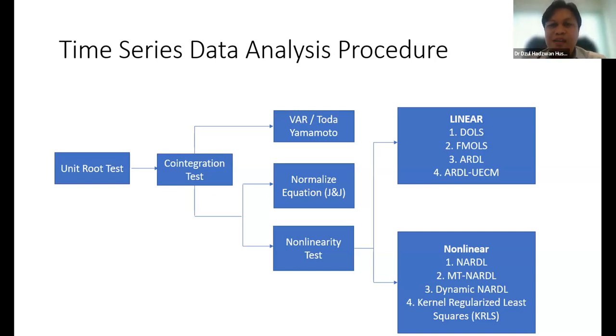What are the types of technique that we can use here? First, NARDL, asymmetric estimation. Second one, multi-threshold NARDL. We will look through this later. Dynamic NARDL, kernel least squares, as I mentioned to you. Kernel least squares is one of the nonlinear approaches, but it's considered as one of the AI approaches.